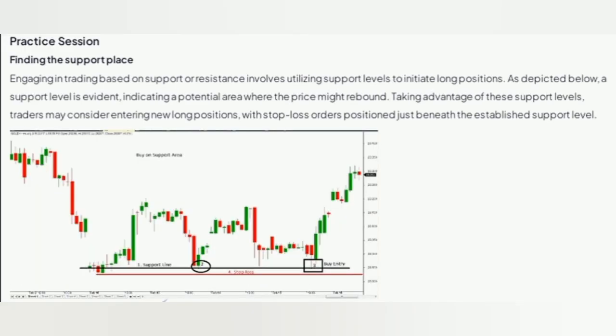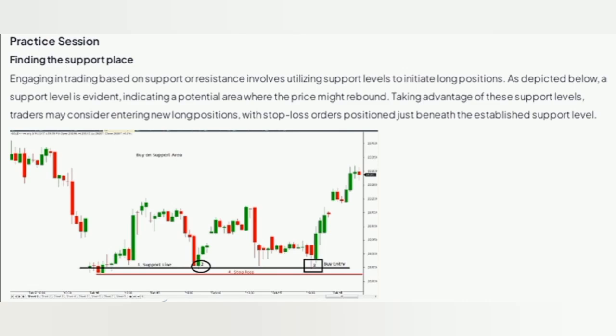Practice session. Finding the support place. Engaging in trading based on support or resistance involves utilizing support levels to initiate long positions. As depicted below, a support level is evident, indicating a potential area where the price might rebound. Taking advantage of these support levels, traders may consider entering new long positions, with stop-loss orders positioned just beneath the established support level.